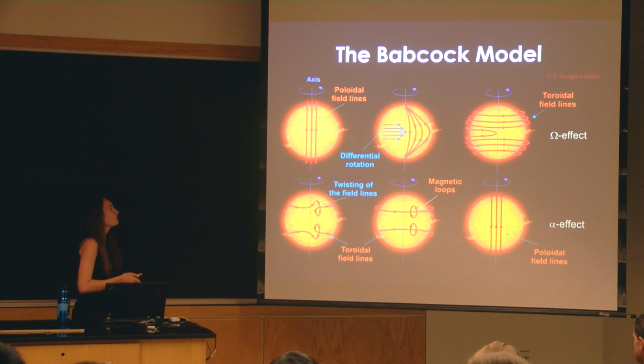Horace Babcock came up with a model of how the magnetic field lines on the sun behave. So first we have the poloidal field lines with the magnetic field lines running from pole to pole. And then we see the sun start to differentially rotate. So that just means that the plasma around the equator of the sun is rotating faster than the plasma at the poles of the sun. And as it does that, it drags the magnetic field lines with it.